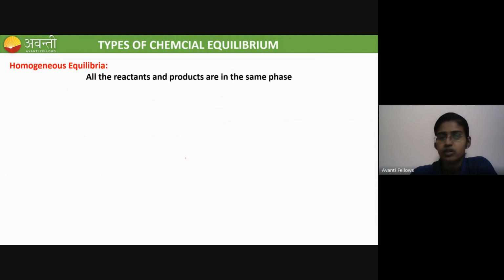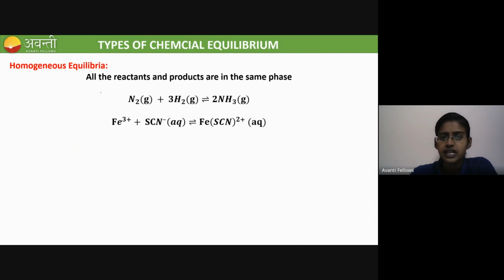For example, when nitrogen reacts with hydrogen, here you see the phase of the reactants and the product, they are the same. All of them are in the gaseous phase. So it is an example of homogeneous equilibrium. In the same way, here also everything is in the aqueous phase, and this Fe3+ is also present in its aqueous form only. So here again is an example of homogeneous equilibrium.